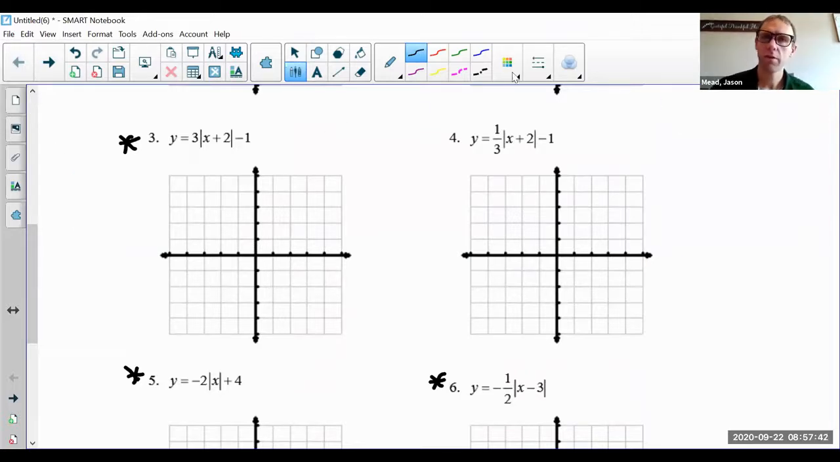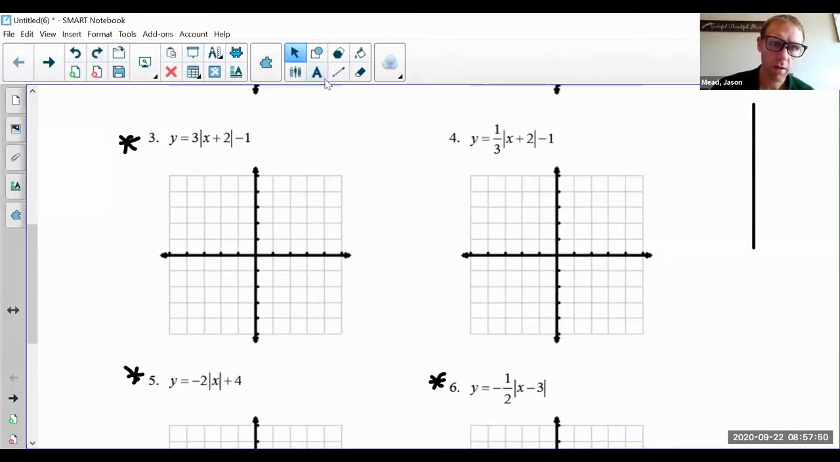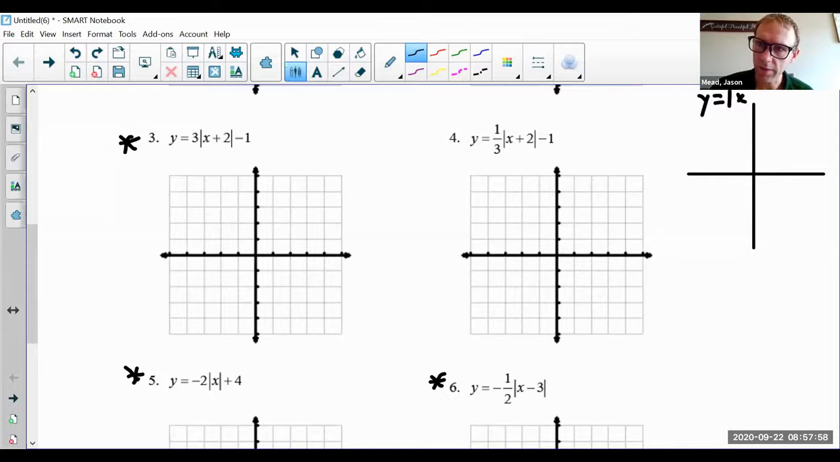So just a reminder, when we're doing absolute value graphs, the very basic, most simple absolute value graph that we learn is y equals absolute value of x. That's called a parent function because that's like the very basic, most simple thing that we can do. An absolute value of x is just the line y equals x when x is greater than 0, and the line y equals negative x when x is less than 0. So it kind of looks like a V.